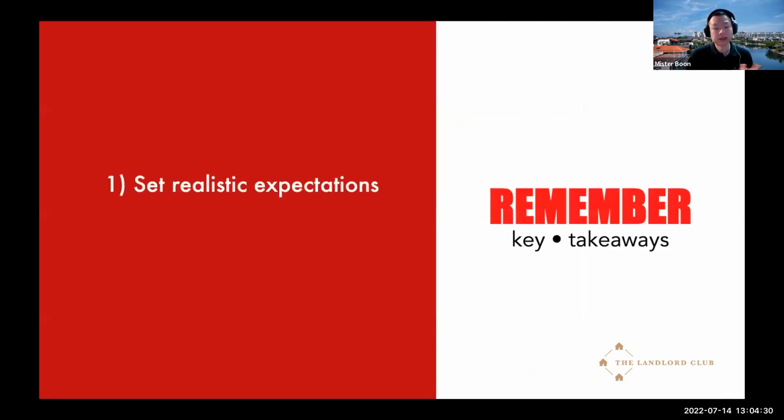So takeaway: set realistic expectations. If the market is all asking at $4,000, then you want $5,000. Is it realistic? You can set whatever price you want, but the market will actually tell you what the expectation is, or what is the realistic figure to be done.